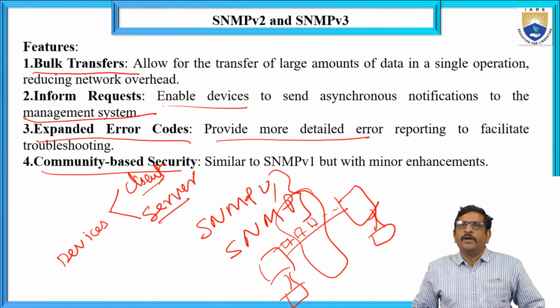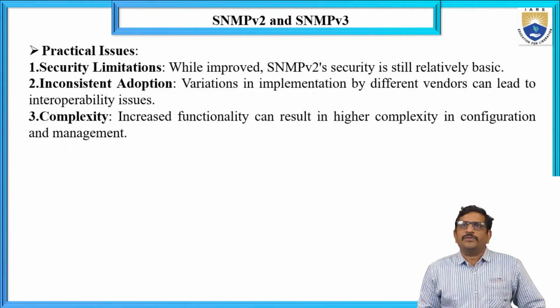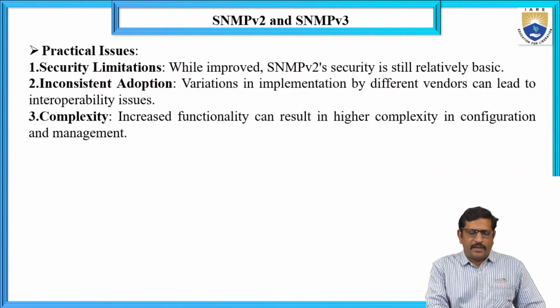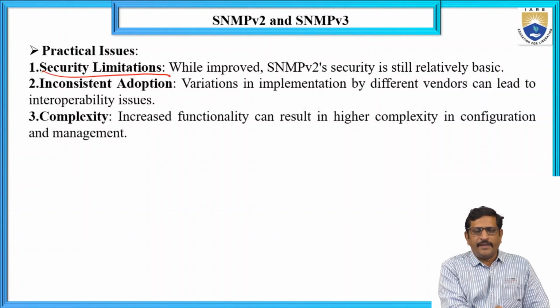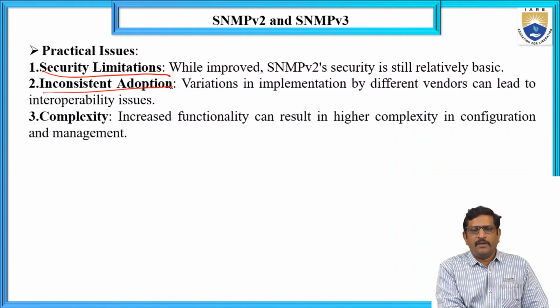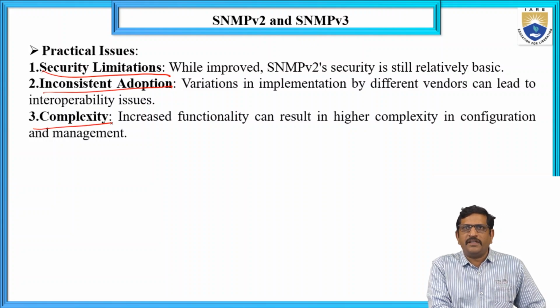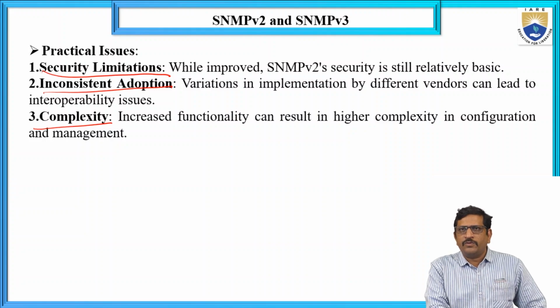Here this is about the community-based protocols and practical issues. Generally in SNMP v2 and SNMP v3, what practical issues will arise? The practical issues we consider are security limitations, inconsistent adaptations, and complexity. In terms of these limitations, adaptations and complexity, security issues will arise while transmitting data from source to destination. Here is security limitations.